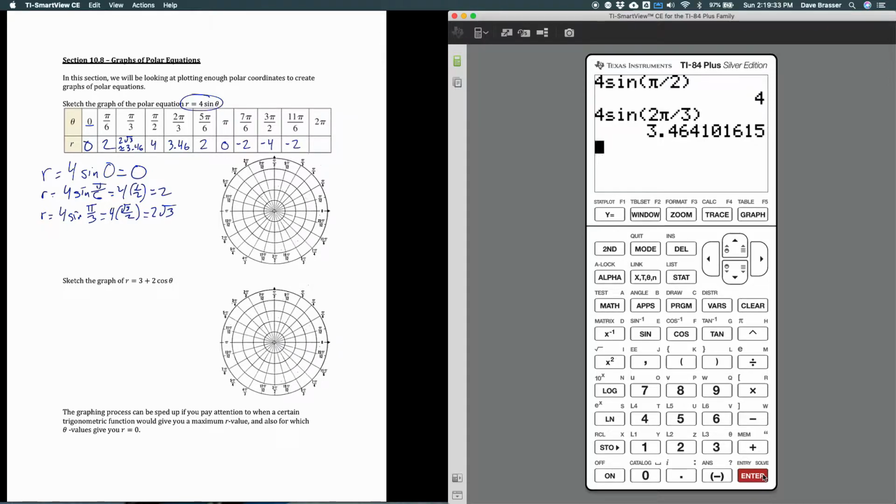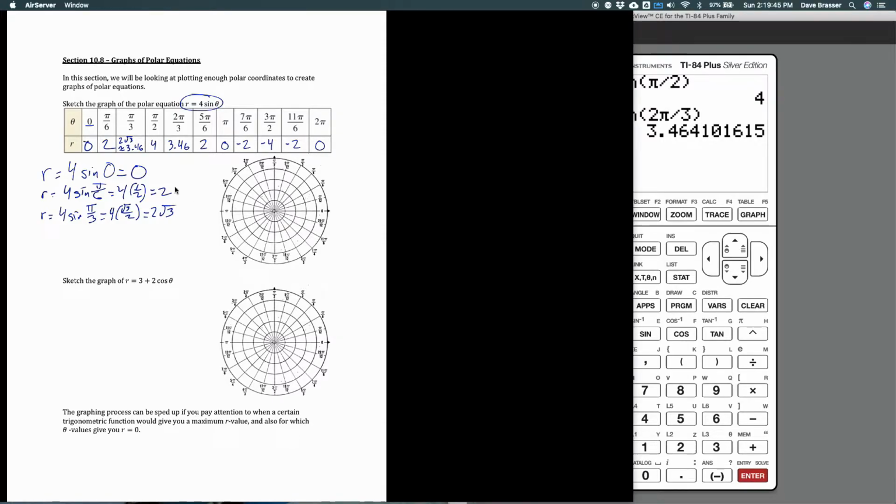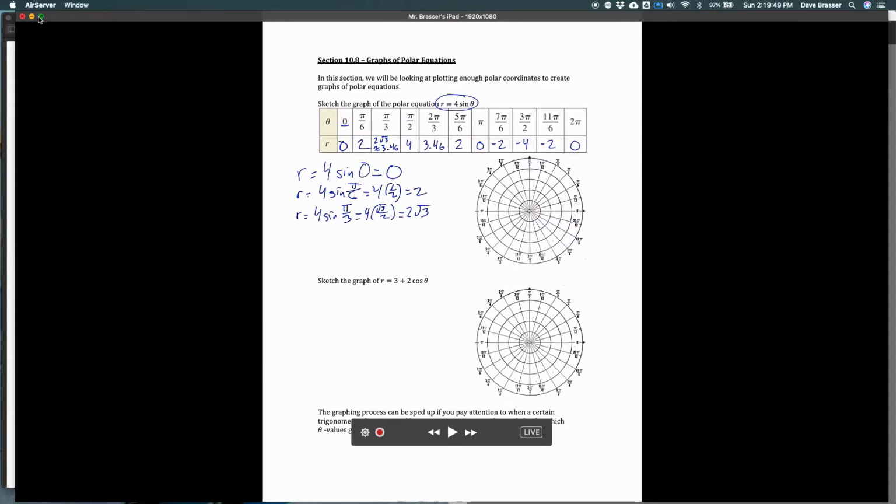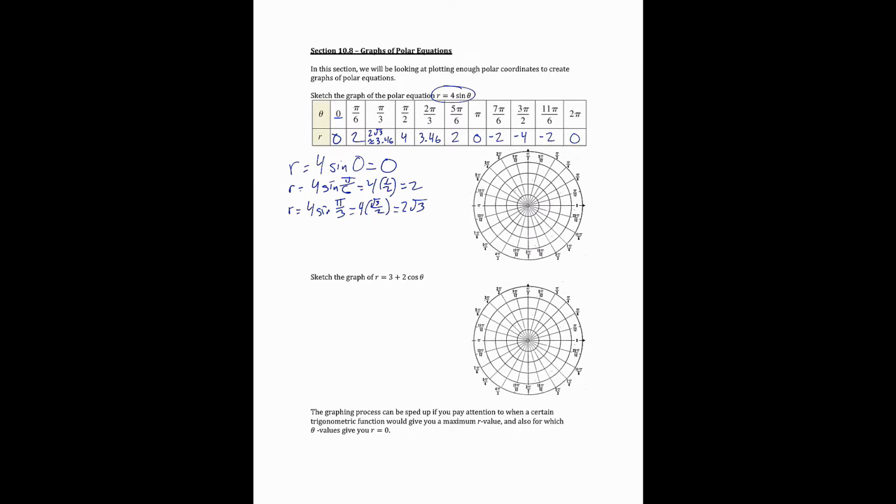And plugging in 2 pi, we end up with 0. You start to notice some repeating patterns here. Now, the graphing part of this, we're just going to take it nice and slow. The first part, I'm actually going to biggie size this screen again. Go back to full screen so you can just focus on this.